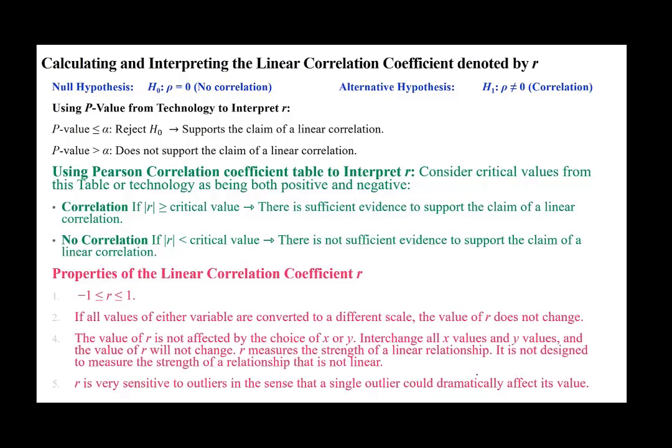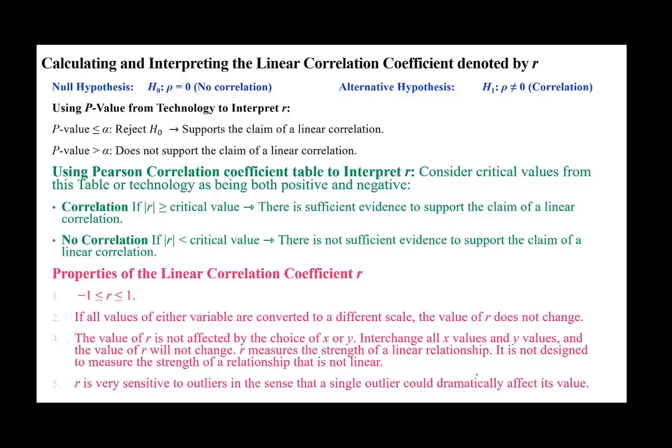If all values of either variable are converted to a different scale, the value of R does not change. The value of R is not affected by the choice of X or Y. Interchange all X values and Y values, and the value of R will not change. R measures the strength of a linear relationship. It is not designed to measure the strength of a relationship that is not linear. R is very sensitive to outliers in the sense that a single outlier could dramatically affect its value.